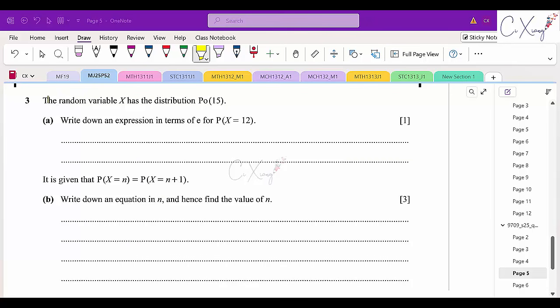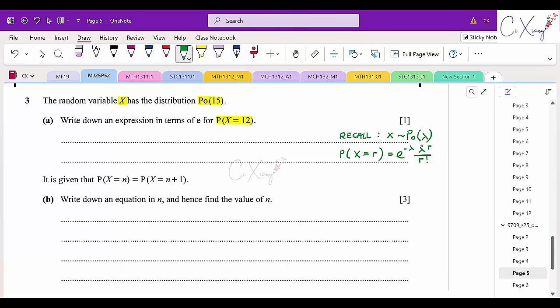Question number 3. The random variable x has this distribution. It is Poisson distributed. Write down an expression in terms of e for the probability of x equals 12. Let's recall the general formula for the Poisson distribution. If x is Poisson distributed with mean lambda, to calculate the probability of x equals r, the general formula is e to the power negative lambda, lambda to the power r, divided by r factorial.